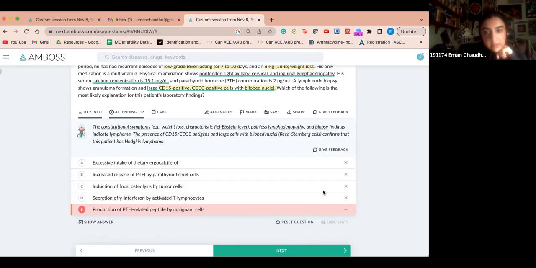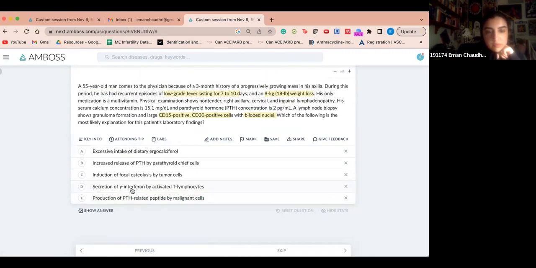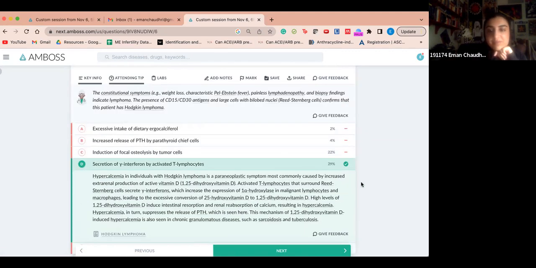So Sada said D then. So let's go for D. Good job. The answer, none of the above. No, it's a secretion of gamma interferon by activated T lymphocytes. So basically in Hodgkin's lymphoma, you can get a paraneoplastic symptom of hypercalcemia, and it's due to increased vitamin D activation. You're going to have more active vitamin D, okay? So activated T lymphocytes that surround Reed-Sternberg cells are going to secrete gamma interferons. And what these do is they basically go to malignant lymphocytes and specifically macrophages.